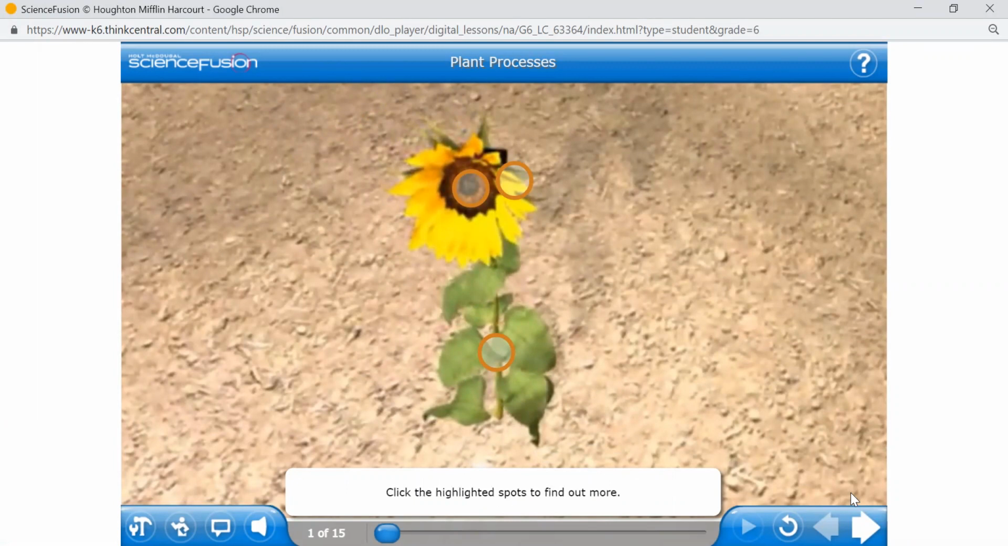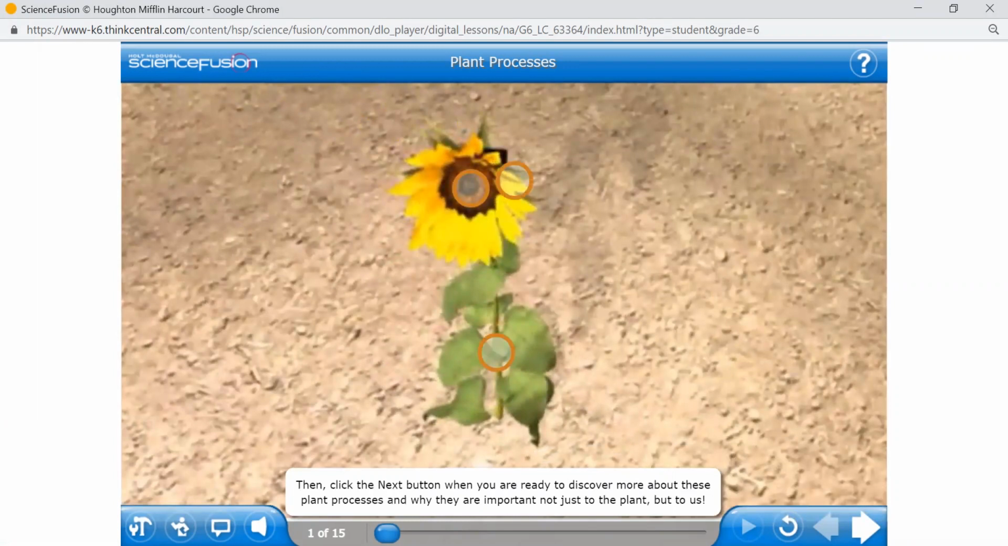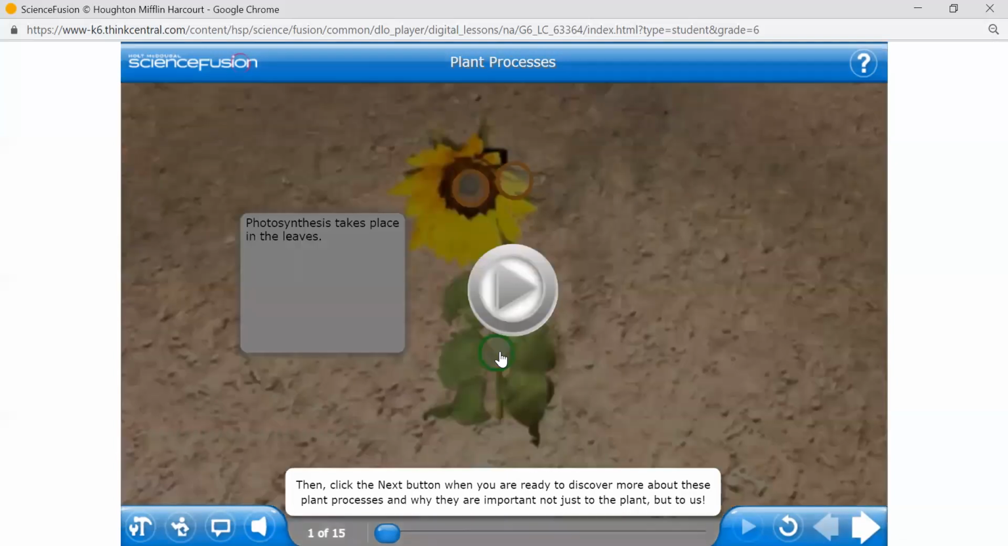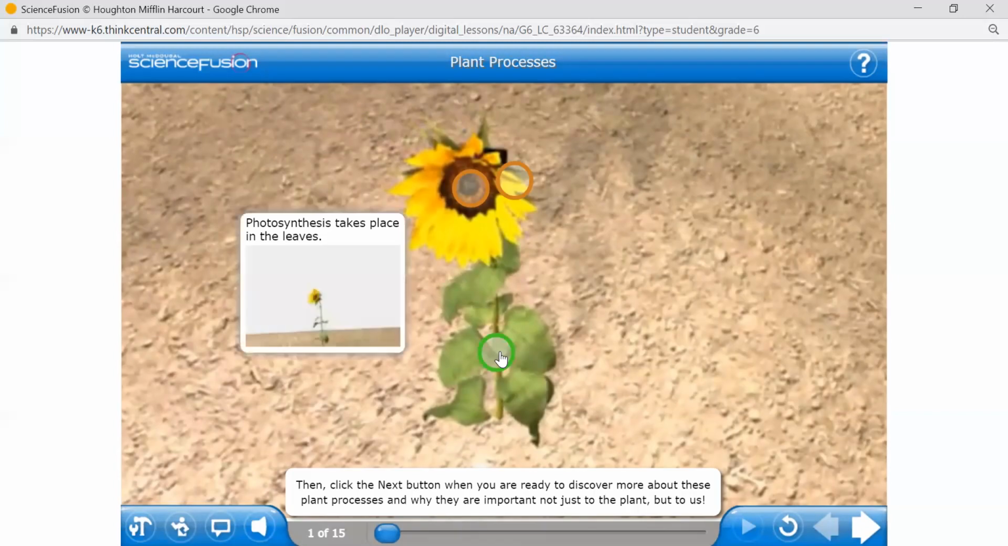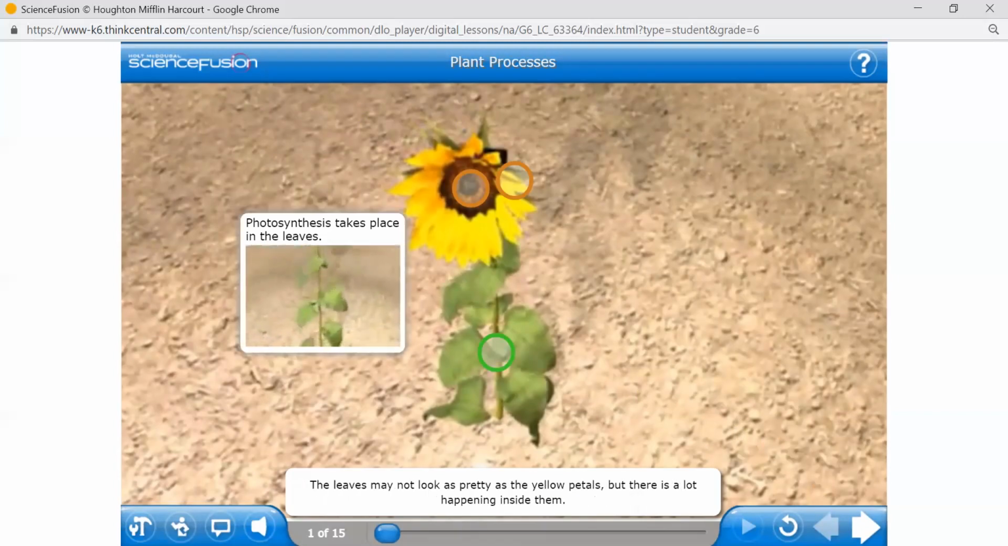Click the highlighted spots to find out more. Then click the next button when you are ready to discover more about these plant processes and why they are important, not just to the plant, but to us. The leaves may not look as pretty as the yellow petals, but there is a lot happening inside them.